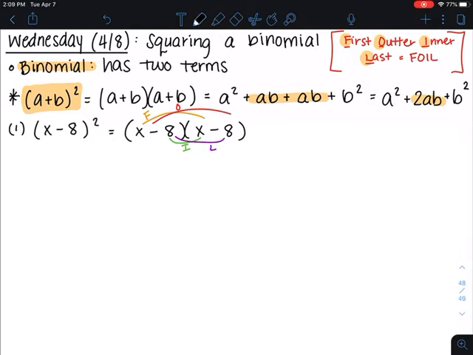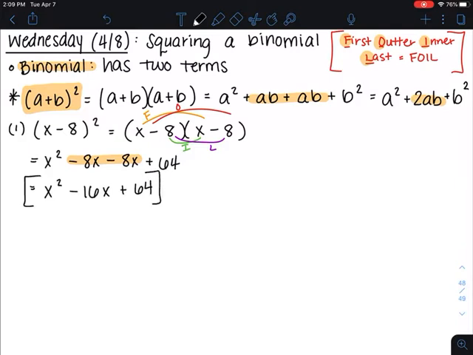So I'm going to show you number one from the worksheet. It's x minus 8 squared. Doing FOIL, the first is orange, so x times x is x squared. X times negative 8 is negative 8x. That's the outer. The inner is negative 8 times x, which is negative 8x. And the last one, which is the purple, negative 8 times negative 8 is a positive 64. Then we can combine our two like terms, where negative 8 minus negative 8 is negative 16. Keep our variable x. This would be your final answer.